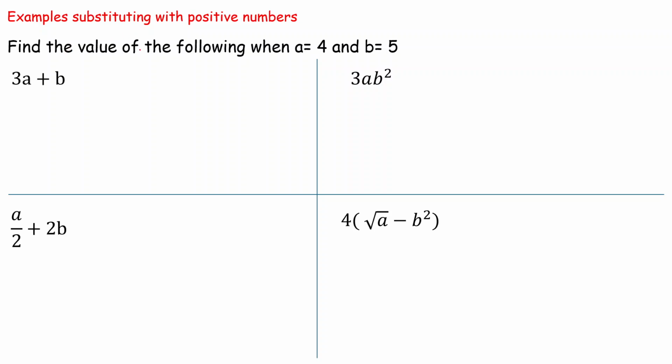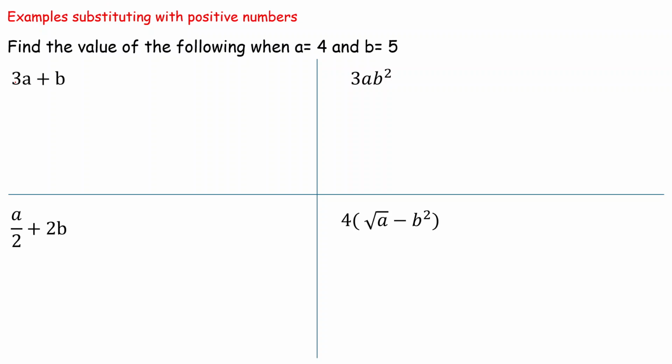The question here says find the value of the following. So these 4 questions here, when a is equal to 4 and b is 5. So we're going to substitute in a is 4 and b is 5 wherever you see a and b in the questions. Okay, the first one, we've got 3a plus b. So I've got to go and put in these values here, substitute in the values. What is really, really important here is whenever you substitute in the value, you put it in using a bracket.